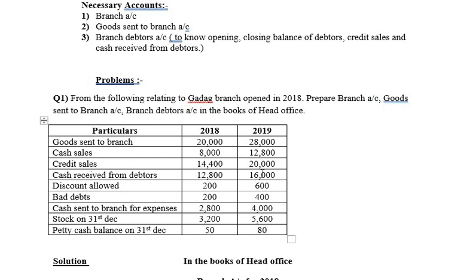So with this information, you have to prepare the accounts, that is the branch account, goods sent to branch account, and branch debtors account. These are the accounts that you are supposed to prepare. All right, we will solve this question in the next class. Okay, thank you.